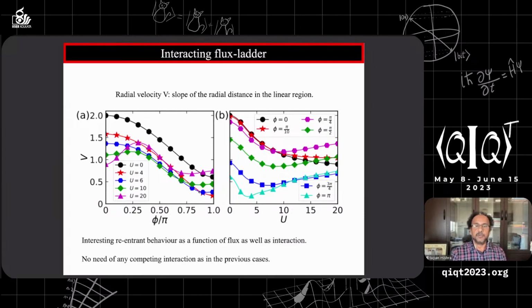In other words, if you look at this profile, you also see another reentrant behavior as a function of U. You can clearly see when phi equals 0, there is a monotonous decrease in the velocity, but for larger phi, you see there is a reentrant behavior. It first decreases and then increases. So there is no need for any competing interaction as in the previous cases.